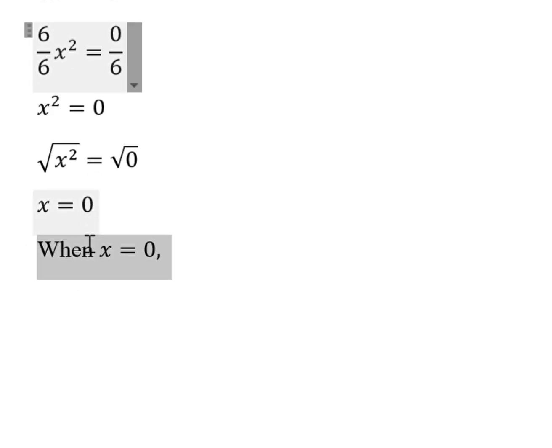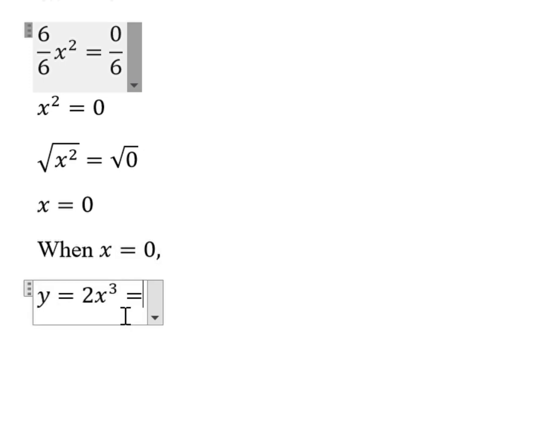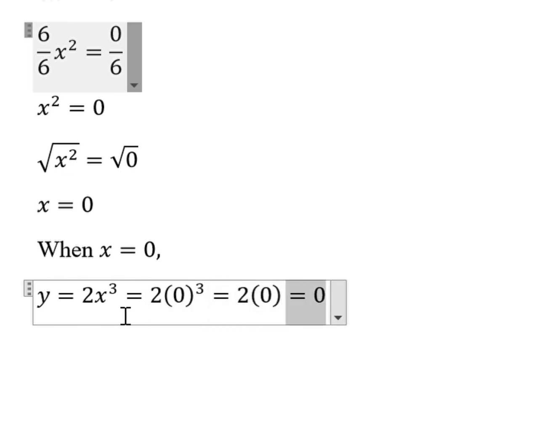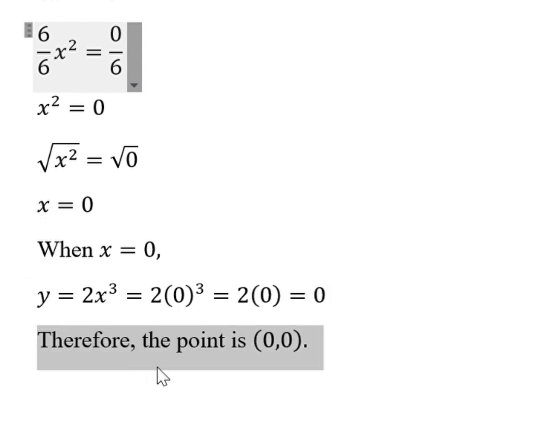So if we do that, we shall say when x is equal to 0, y will be equal to 2x cubed. As I've said, our x is 0, so y will be given by 2 into 0 cubed, giving us 0. That means the y coordinate of this x coordinate that we have identified to have a stationary point is 0. That gives us the point (0, 0). So that is the point where we expect the turning point to be.